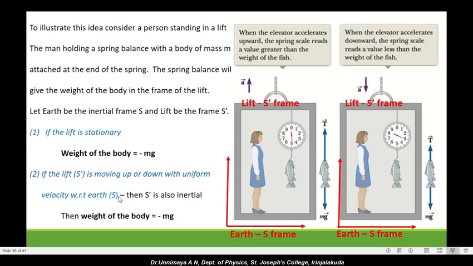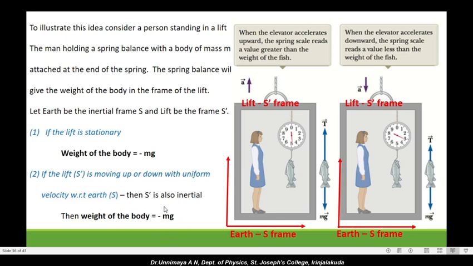Inertial frame S-നെ with respect ചെയ്ത് യൂണിഫോം വെലോസിറ്റിയിൽ മൂവ് ചെയ്യുന്ന ഏതൊരു ഫ്രെയിമിനെയും നമുക്ക് എന്തായി കൺസിഡർ ചെയ്യാം? We can consider it as an inertial frame. So since lift is moving upward or downward with uniform velocity with respect to the inertial frame Earth, we can consider lift as also an inertial frame. Then എസ് പ്രൈമും, അതായത് എന്താണ്, ലിഫ്റ്റും ഇപ്പൊ ഇനേർഷ്യൽ ആയിട്ട് ഇരിക്കുകയാണ്. Then the weight of the body is equal to minus mg itself.